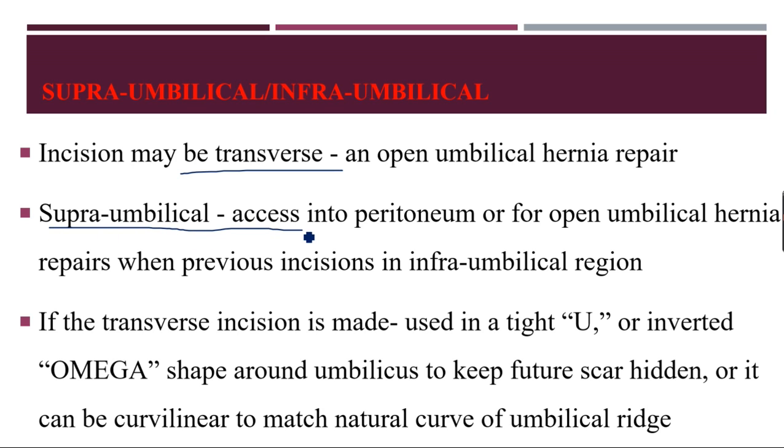Then for supraumbilical access, this supraumbilical incision is used for access into the peritoneum, again for open umbilical hernia repairs, whenever there are previous incisions in the infraumbilical region. Suppose the infraumbilical region is scarred and there is an umbilical hernia, so obviously we'll go through a supraumbilical route. And if a transverse incision is made, it is recommended that we use a tight U or inverted omega shape around the umbilicus to keep the future scar hidden. Sometimes it can be curvilinear also to match the natural curve of the umbilical ridge for better cosmesis, right?